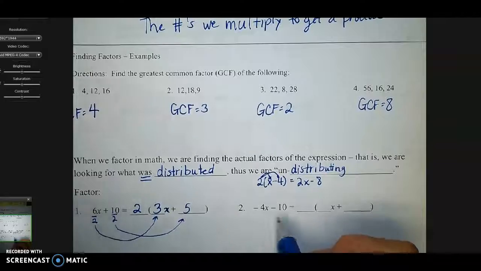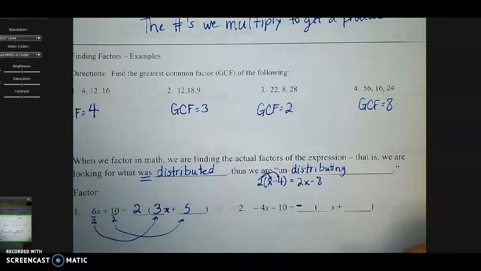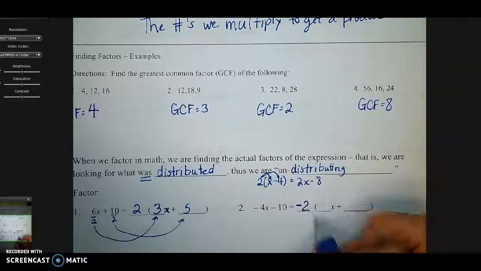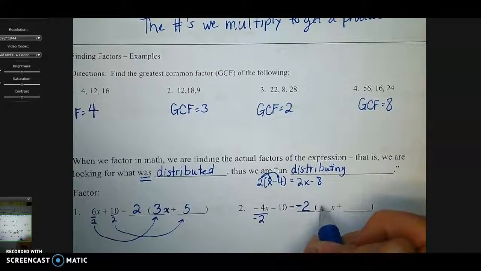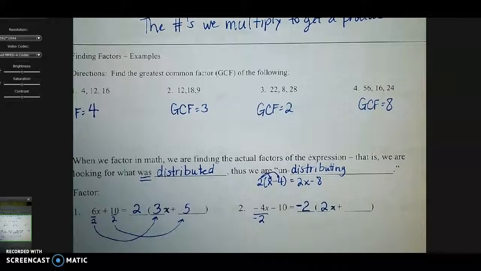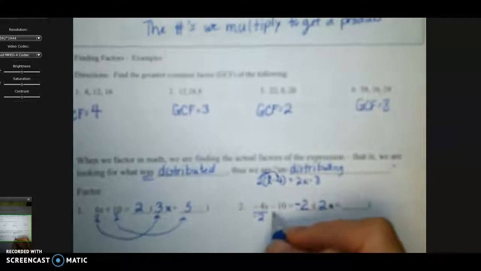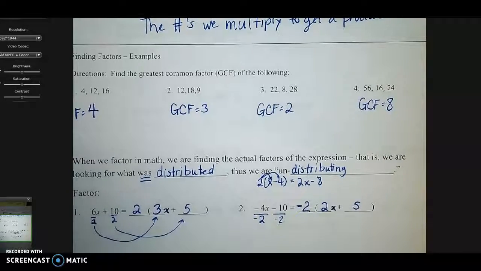I have a negative 4 and a negative 10 here, and since they're both negative, I'm going to take a negative number out. And the greatest common factor they have is 2. So negative 4 divided by negative 2 gives me a 2x, and now my x term is positive. That will benefit you later in life quite greatly. And then negative 10 divided by negative 2 is going to give me a positive 5 there.